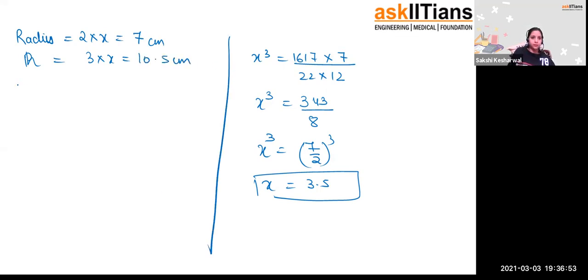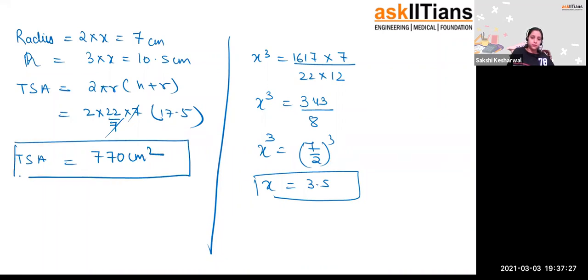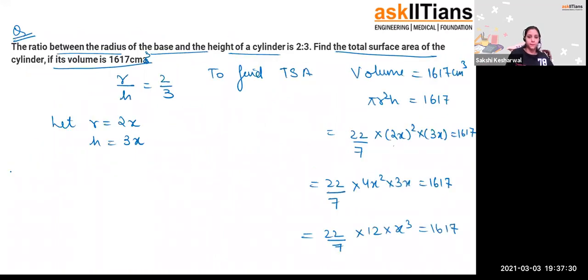So your TSA is equal to how much, beta? What is the formula of the TSA? TSA is equal to the curved surface area plus the area of the two rings, so the formula is 2 pi r times h plus r, right? So you just substitute: 2 into 22 by 7 into r, that is 7, times h plus r, which is 17.5. You're going to just add it. 7 and 7 cancel out. When you solve this, TSA comes out to be 770 centimeter squared. That is your answer after solving. So write it down, beta, this thing.